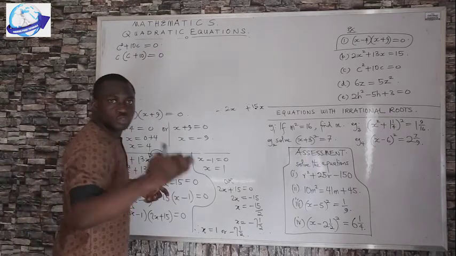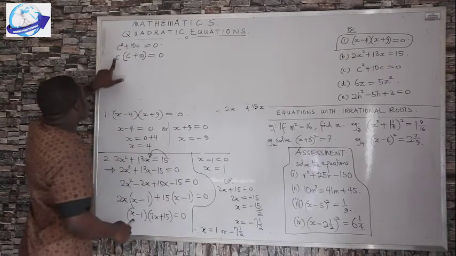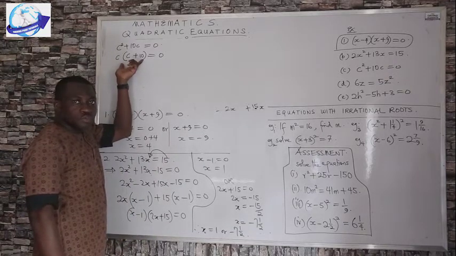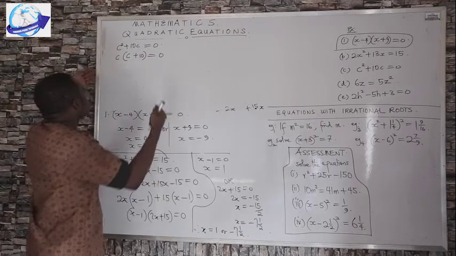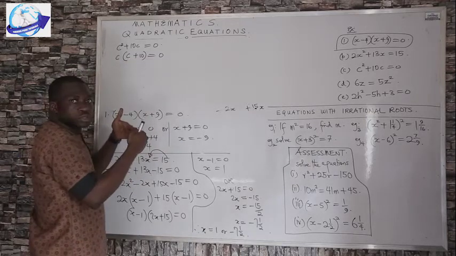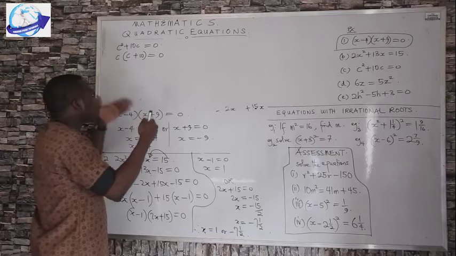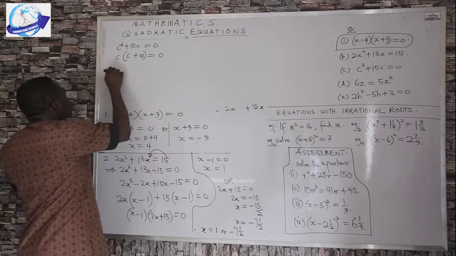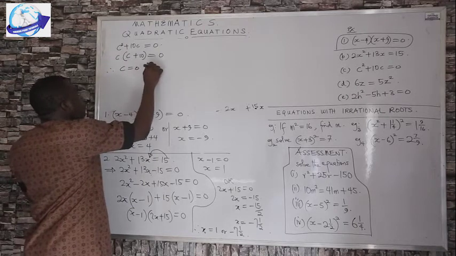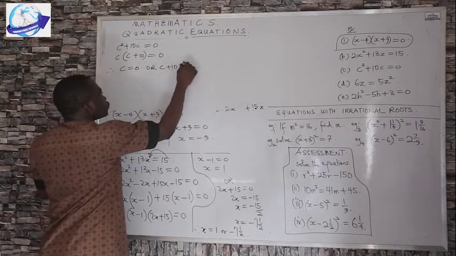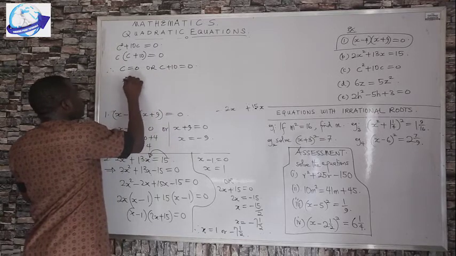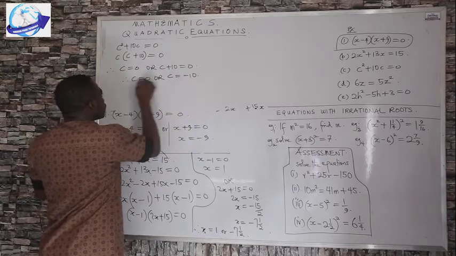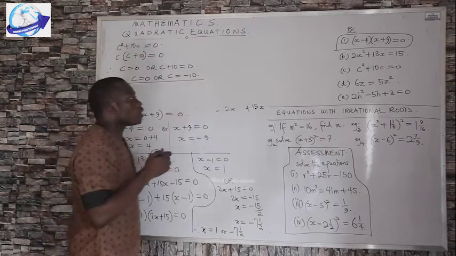Now from what you see, you will discover that c is multiplying the expression c plus 10 equals 0, right? So that means since two of them, they are real numbers, products, that means either of them or both of them gives you 0. So what do you say? You say c equals 0 or c plus 10 gives you 0. Finally, c is 0 or c is minus 10. That settles the case. Alright.